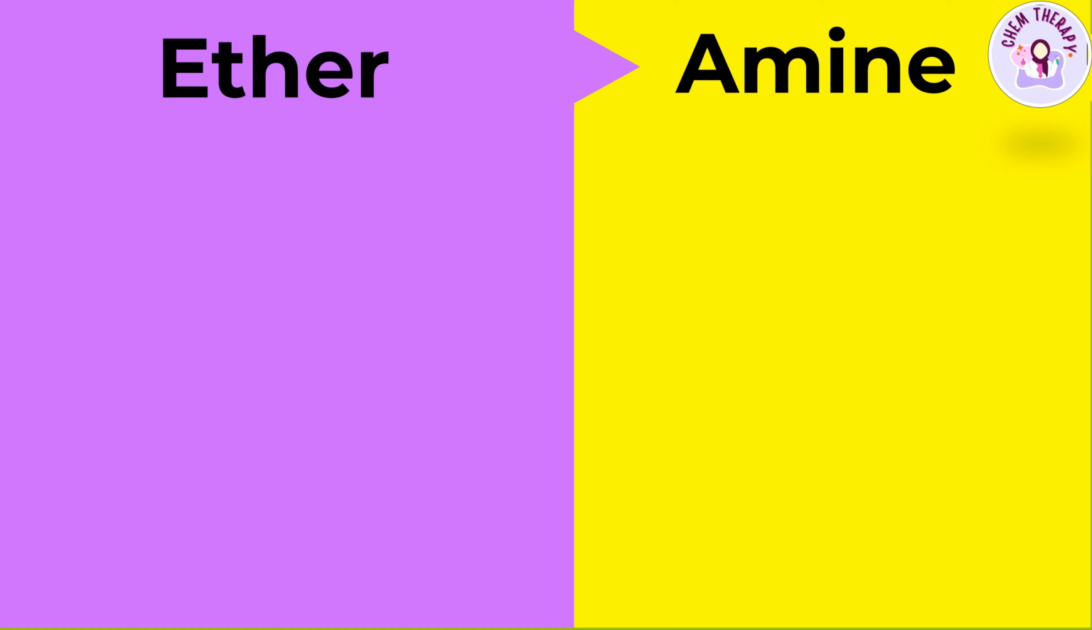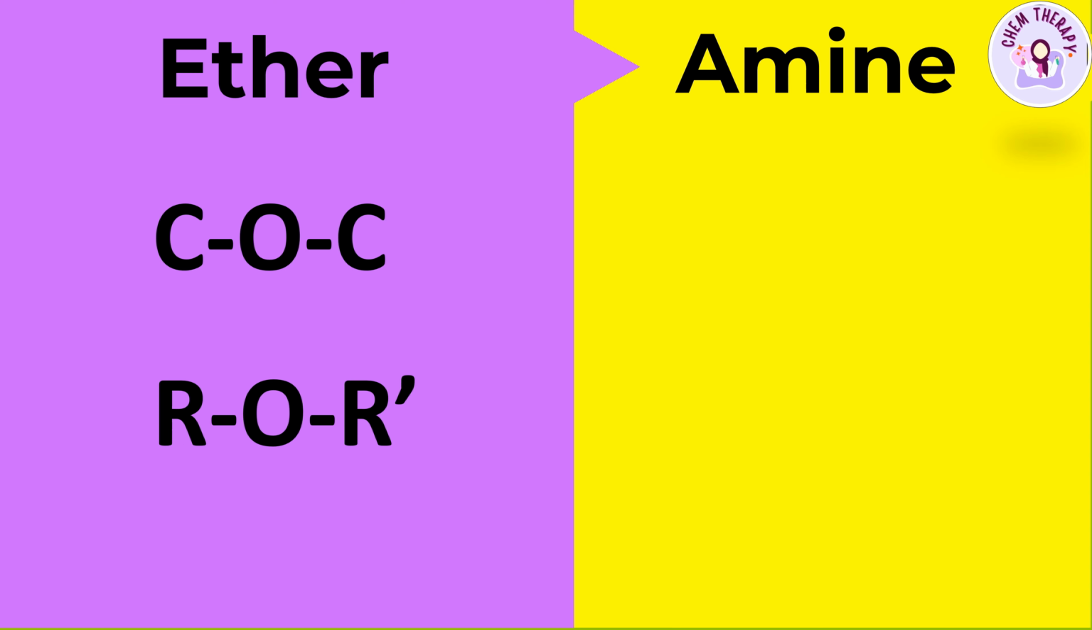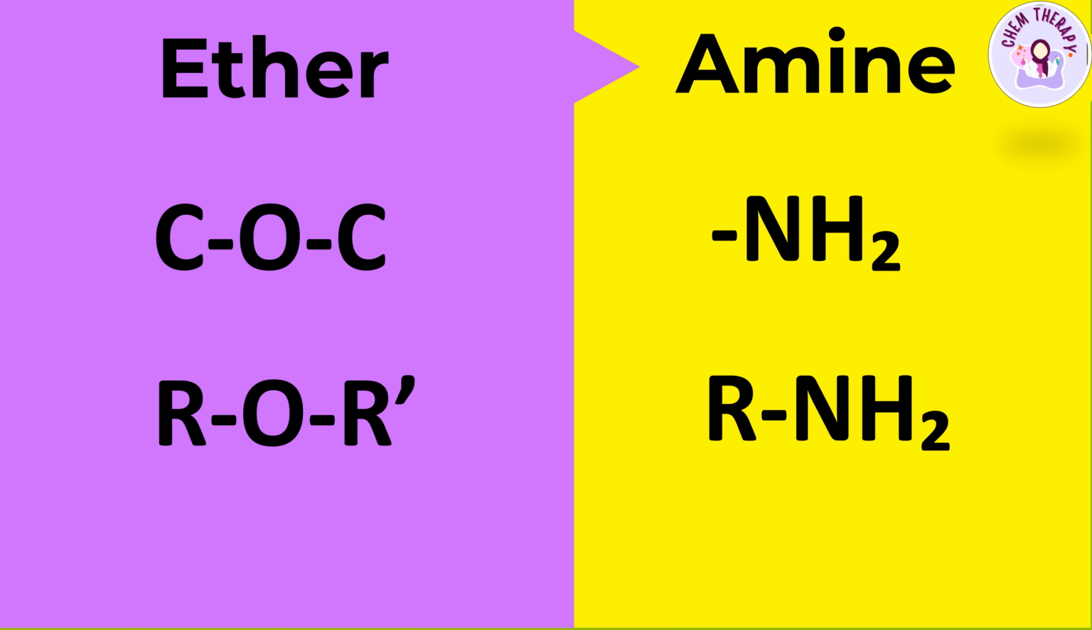Next 2 classes are ethers and amines. In ethers, the functional group is COC. In the middle, there is an oxygen atom, and on both sides of it, alkyl chains are attached. Generally, ethers are represented as ROR. Next, amines have the functional group NH2, and their general formula is RNH2.